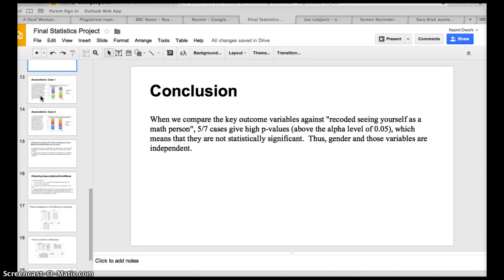Essentially, all except for the two cases I just mentioned give very high p-values above the alpha level of 0.05, which means they are not statistically significant. Thus, gender and all those variables are independent. Just kidding, we didn't mean gender. We meant thus recoded seeing yourself as a math person, and those variables are independent.